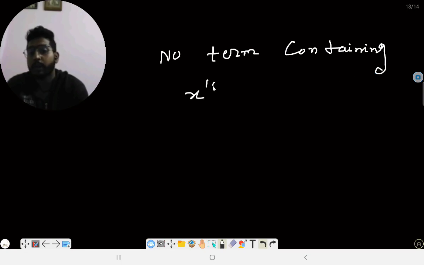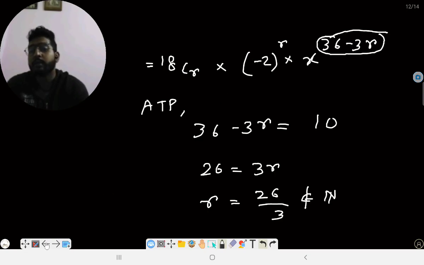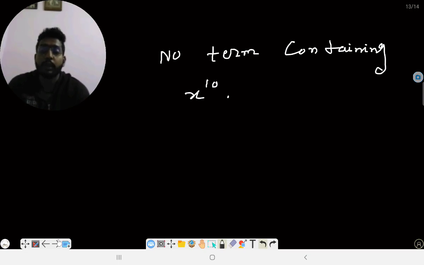So from here we can write there is no term containing x to the power 10, because here we can see r is coming a fraction. It has to be a natural number, it cannot be negative or it cannot be a fraction. So it has to be a natural number, but here it is not a natural number. So from this we can conclude that there is no term which contains x to the power 10.